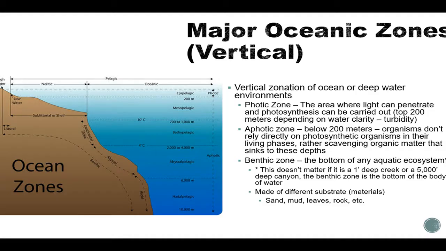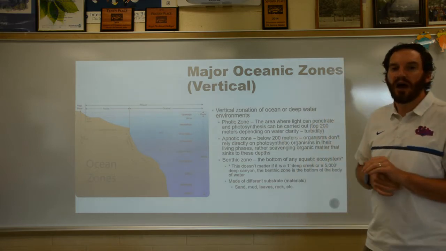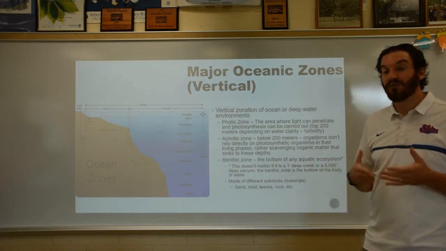Then you reach the aphotic zone. Aphotic is just pretty much everything below the photic zone. So everything kind of overlaps there. The last thing we want to talk about is something called the benthic zone. It doesn't just apply to marine ecosystems. It doesn't just apply to oceans or anything like that. It refers to any body of water.